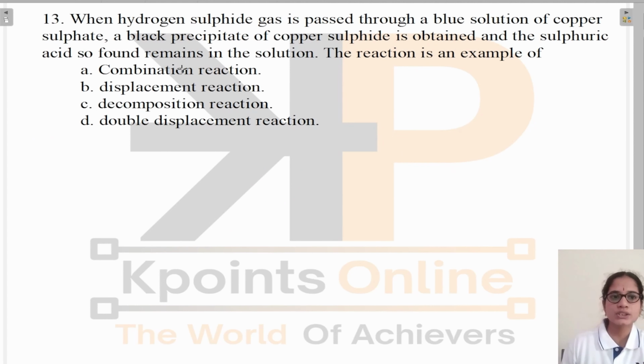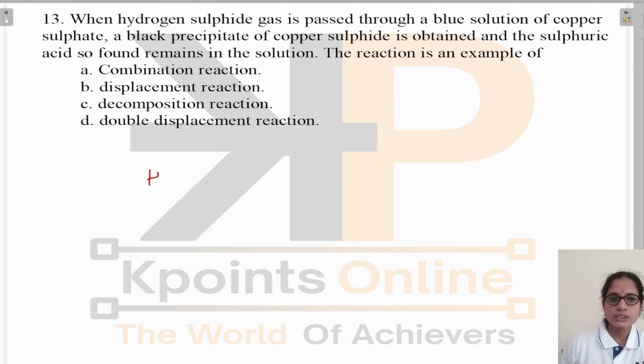Yes, I will read the question now. When hydrogen sulfide gas is passed through a blue solution of copper sulfate, a black precipitate of copper sulfide is obtained and the sulfuric acid so found remains in the solution. The reaction is an example of, first let me write the reaction, because once the question is given, unless and until you write the equation, you will not come to know what type of reaction it is. So do not blindly tick the answer.